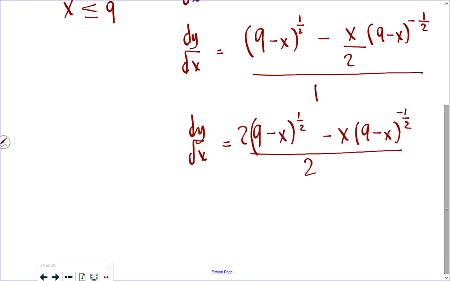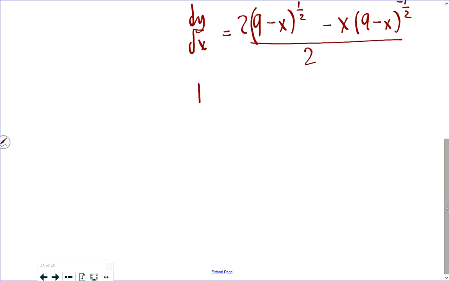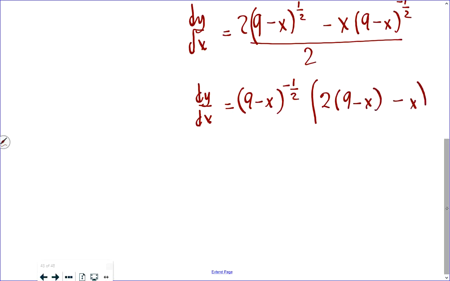Now I'm going to factor out that 9 minus x to the -1/2. And I will have 2 times 9 minus x minus x. I'm going to double check that in a second because I'm on total autopilot in my head right now. So I take the 9 minus x to the -1/2 out of 9 minus x to the +1/2. I get 9 minus x to the 1. To me, it looks okay. We're on the same page here then?